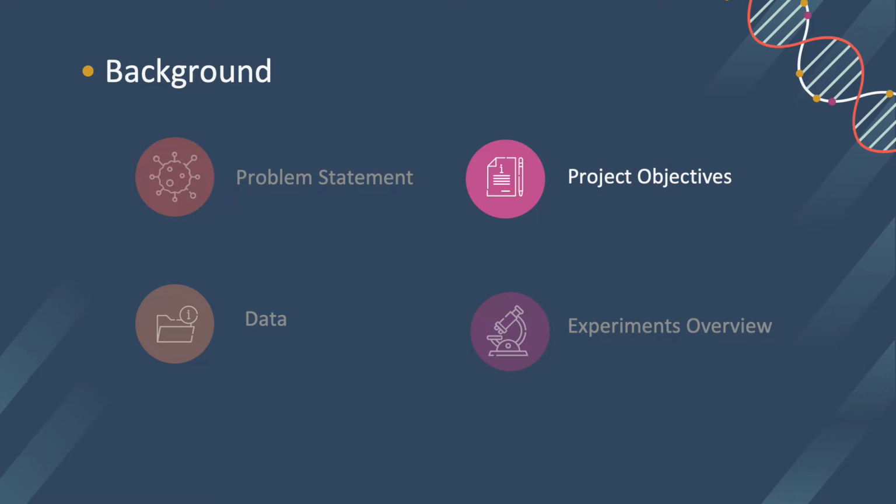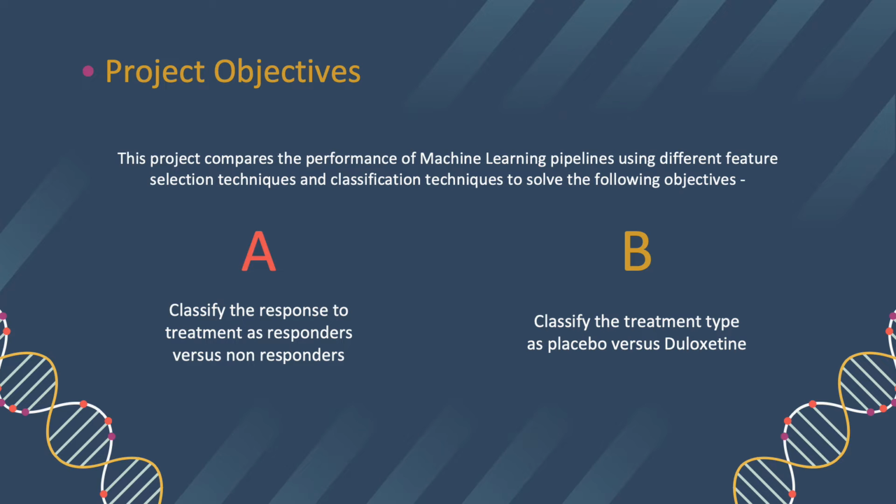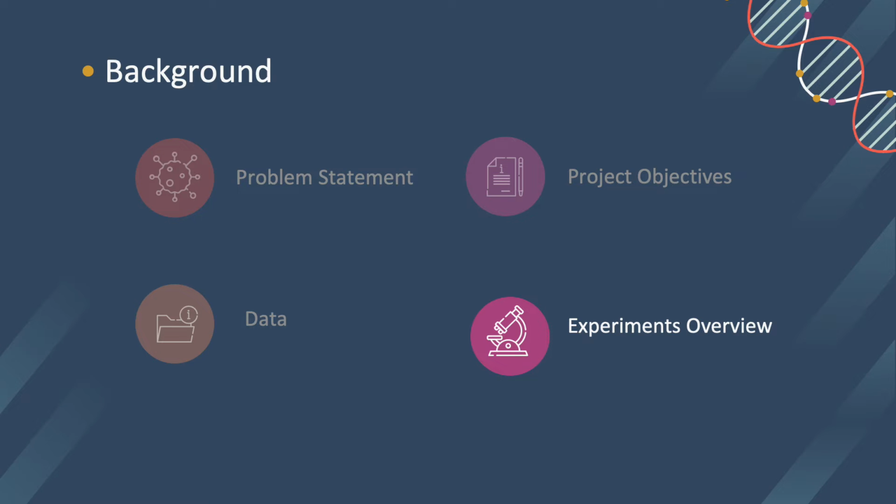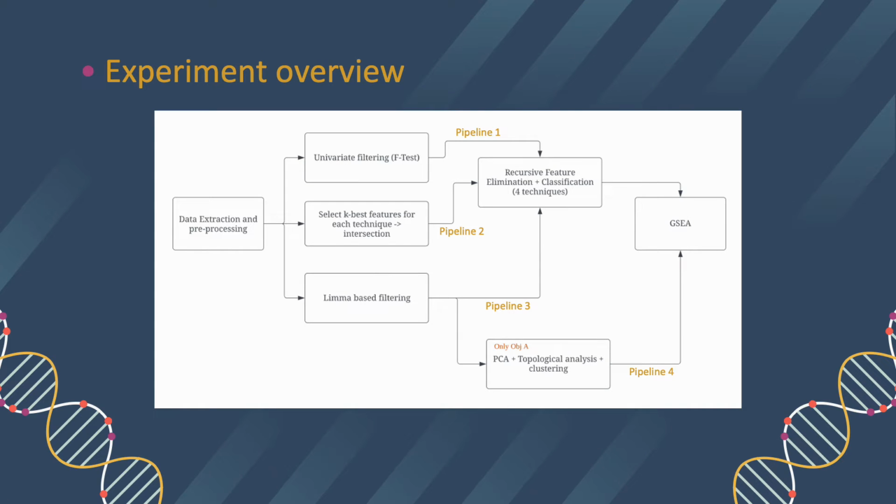The objectives of this project are twofold. A. We try to predict the response to the treatment. B. We try to classify if the patient were on placebo or duloxetine. The experiments overview that's been employed in this project can be summarized in this flowchart. We can see that across the 4 pipelines, we have used a filtration technique followed by a classification technique with RFE. Pipeline 4 is targeted at solving objective A using clustering with topological analysis. All 4 pipelines end with a gene set enrichment analysis.